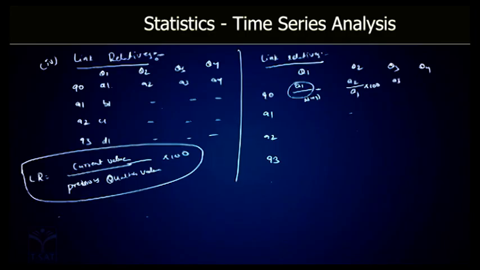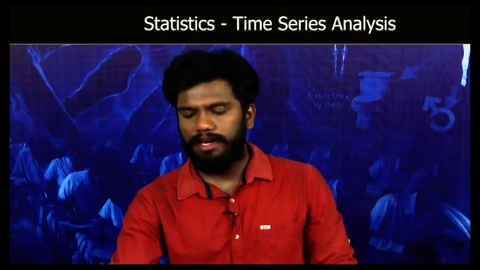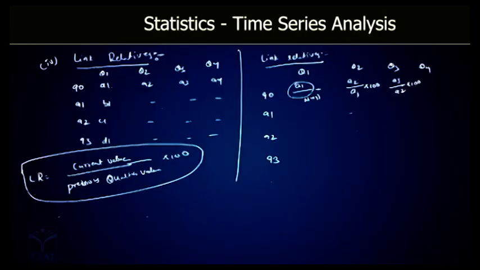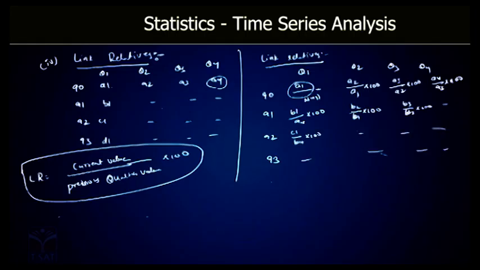అలాగే Q3కి లింక్ రిలేటివ్ ఏంటి? A3 డివైడెడ్ బై A2 into 100. అలాగే A4 డివైడెడ్ బై A3 into 100. సో కానీ ఇక్కడ ఏమవుతుందంటే B1 డివైడెడ్ బై A4 into 100. We'll consider previous quarter value in this case as A4. Same అలాగే B2 by B1 into 100. అలాగే B3 by B2 into 100. Similarly like this. So మళ్ళీ ఇక్కడికి వస్తే ఏమవుతుంది? C1 by B4 into 100. Like this we have to find all the link relatives.